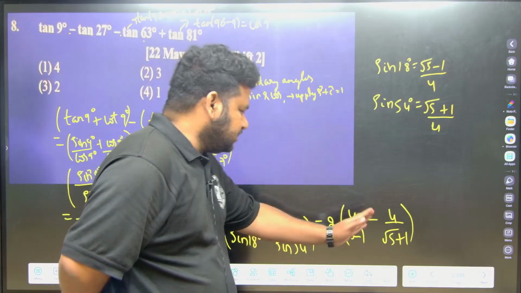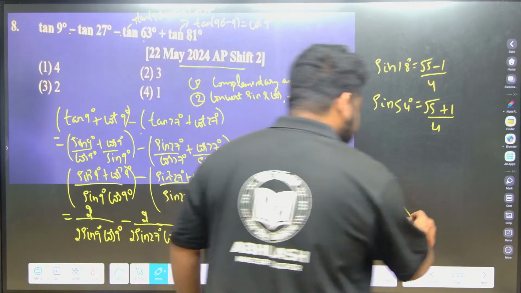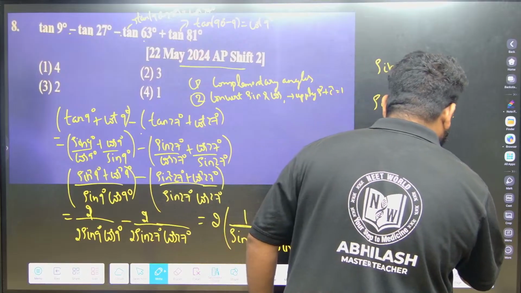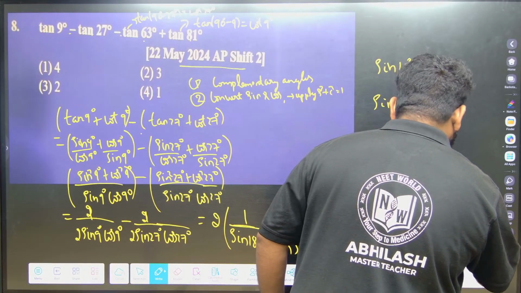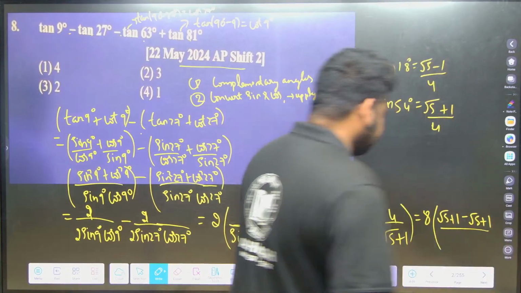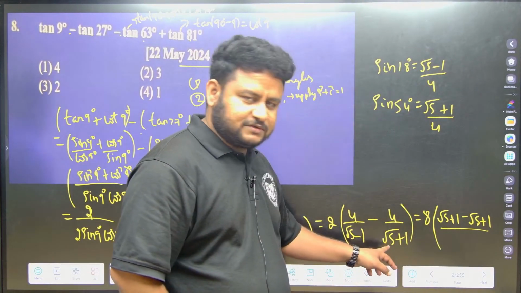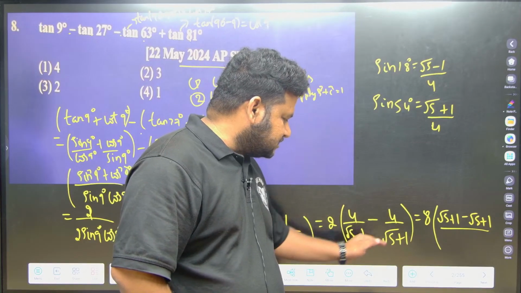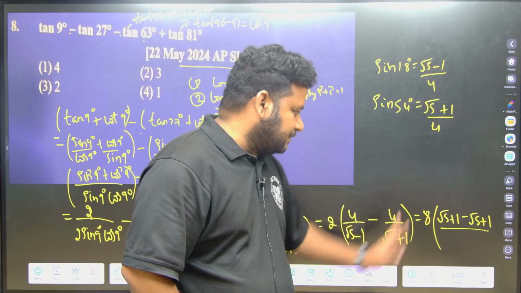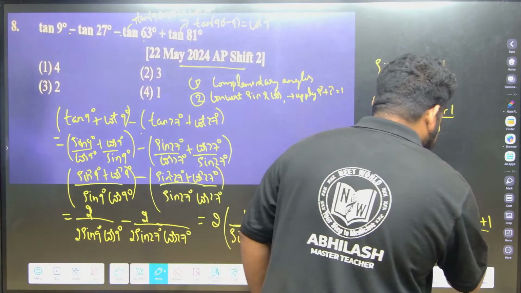Now let me take this 4 outside. If I take this 4 outside, this will become 4 2s are 8 into what? If I take LCM, this will become root 5 plus 1 minus root 5 minus 1. Root 5 minus 1, root 5 plus 1 is the LCM, so root 5 minus 1 cancels, root 5 plus 1 I will multiply here. Root 5 plus 1 cancels, root 5 minus 1 I will multiply there.